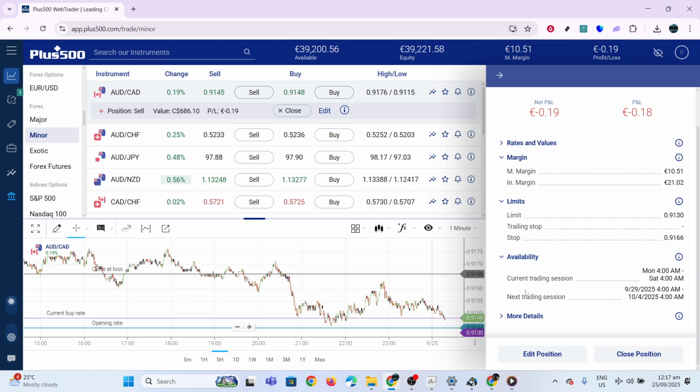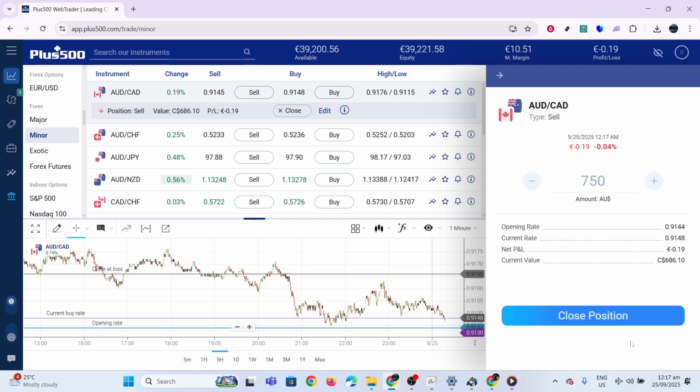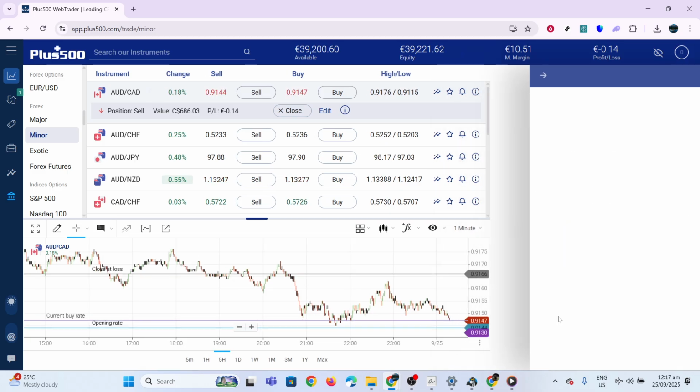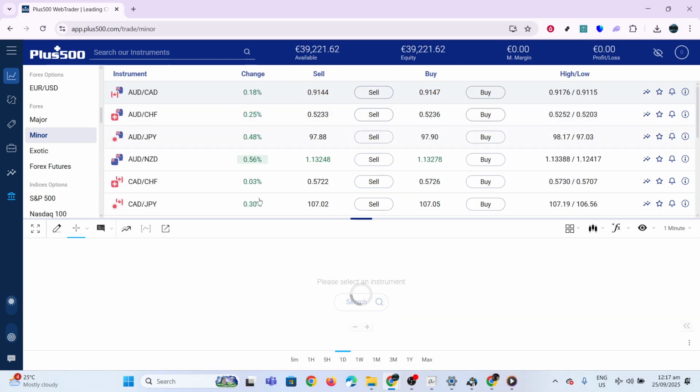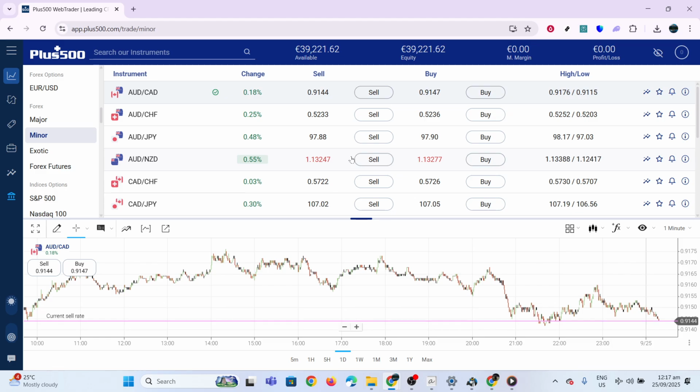Finally, the moment comes to close your position. Select the trade you want to close, then click on Close Position. By doing so, any profit or loss from your trade will immediately reflect in your account balance, effectively concluding this trading session. And there you have it. You now know how to place, manage, and close a Forex trade on Plus500.